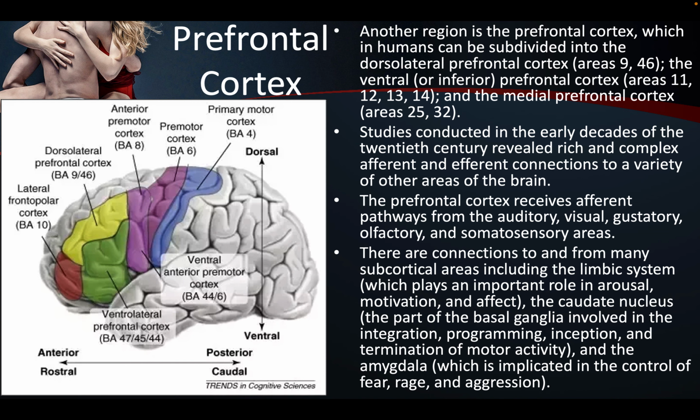Studies conducted in the early decades of the 20th century revealed rich and complex afferent and efferent connections to a variety of other areas of the brain. The prefrontal cortex receives afferent pathways from the auditory, visual, gustatory, olfactory, and somatosensory areas. Gustatory has to do with taste, of course. There are connections to and from many subcortical areas, including the limbic system, which plays an important role in arousal, motivation, and affect. The caudate nucleus, the part of the basal ganglia involved in the integration, programming, inception, and termination of motor activity. And the amygdala, which is implicated in the control of fear, rage, and aggression.